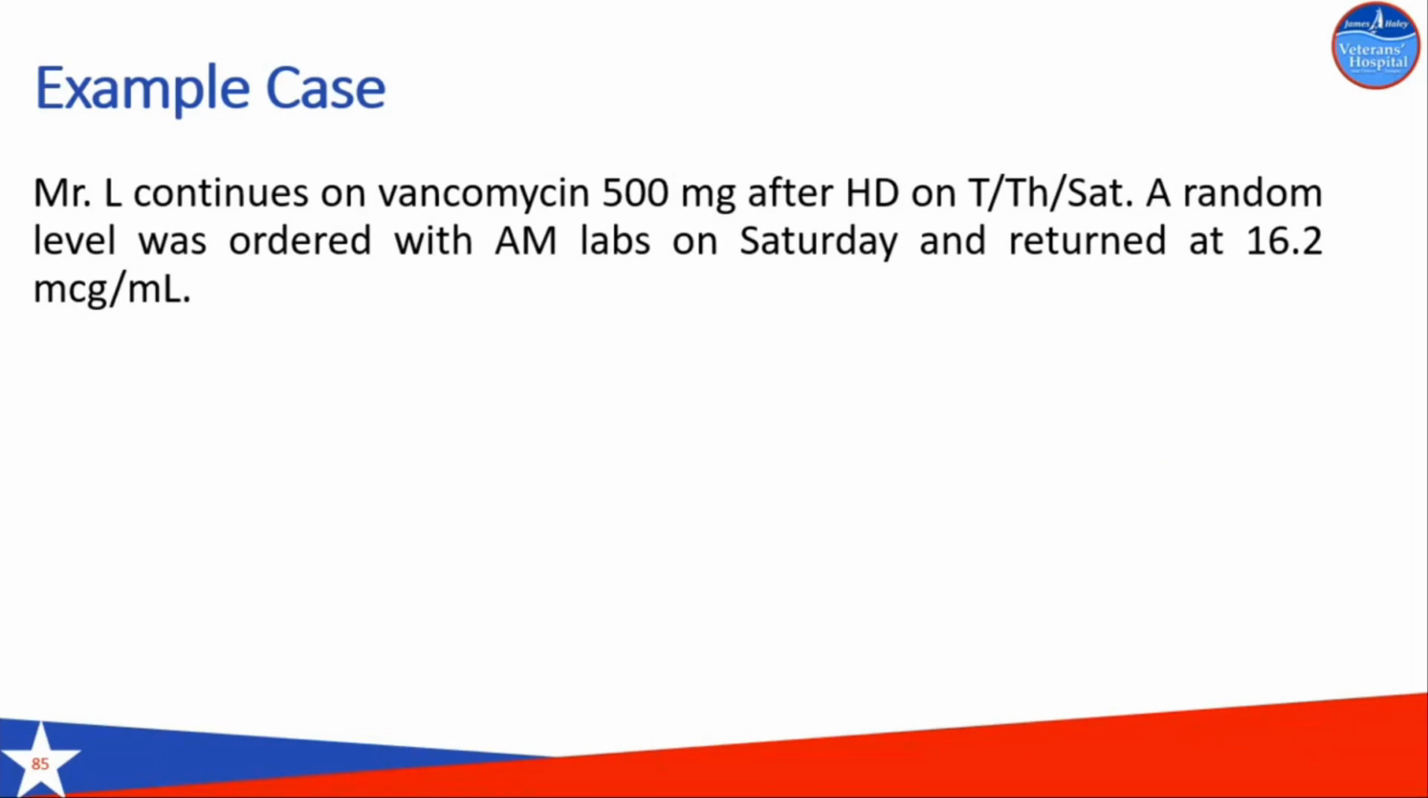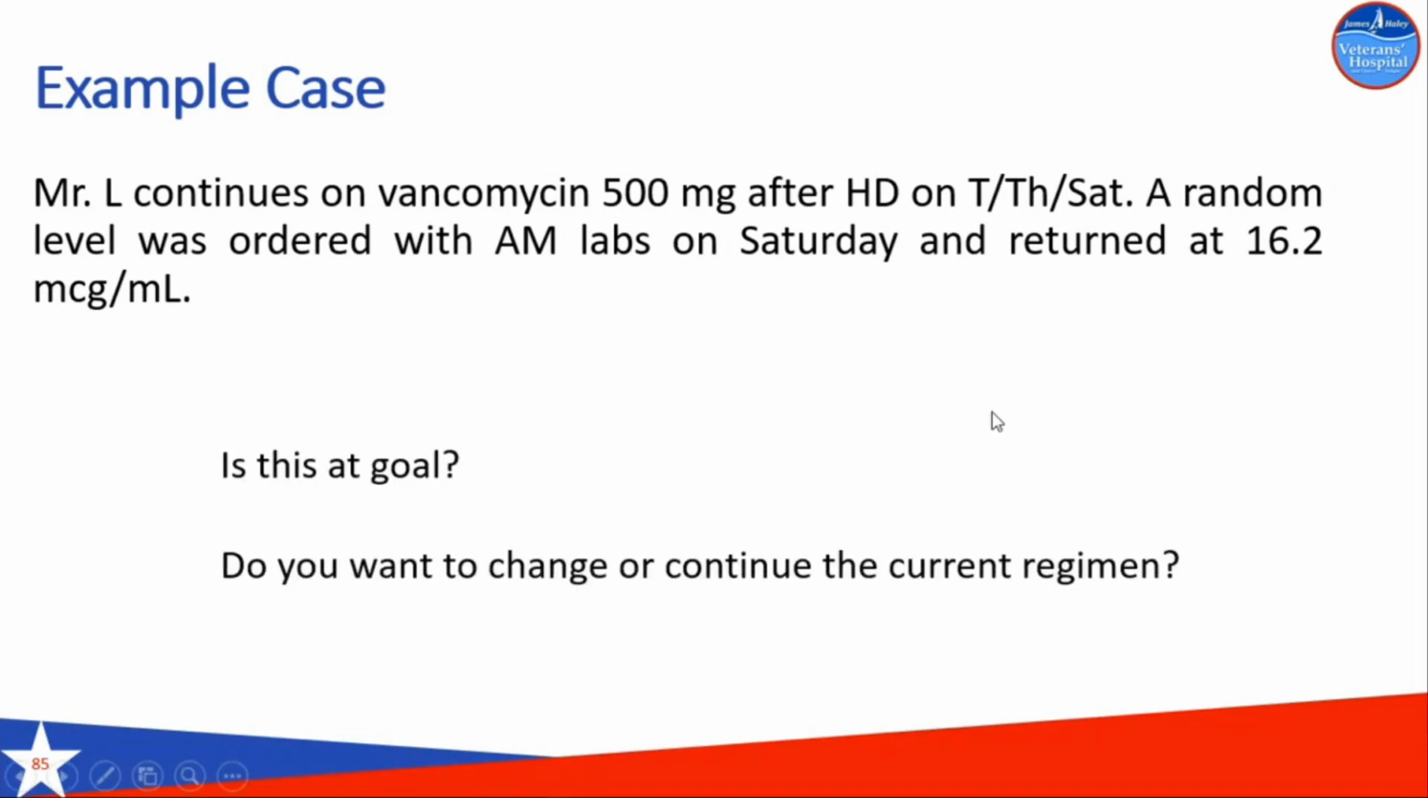All right, so now it's Saturday and we got a random level with morning labs, and that level came back at 16.2. So is this at goal? Yeah, our goal for hemodialysis for osteo would be 15 to 20, so this is perfect. And do we want to change or continue the current regimen? So he's at goal, so I think we can continue it, no problem.